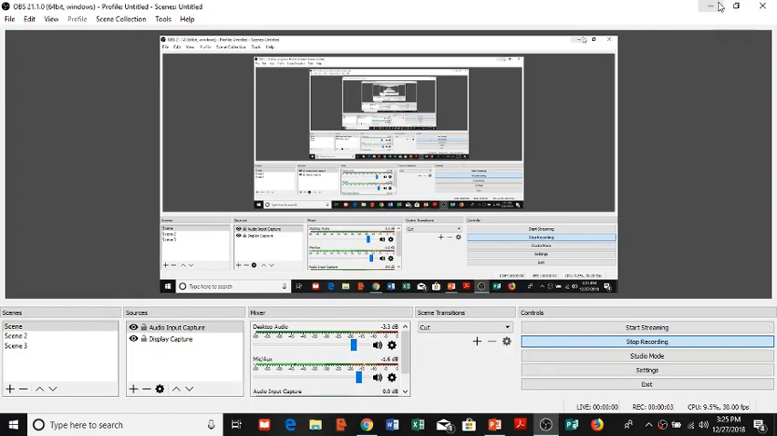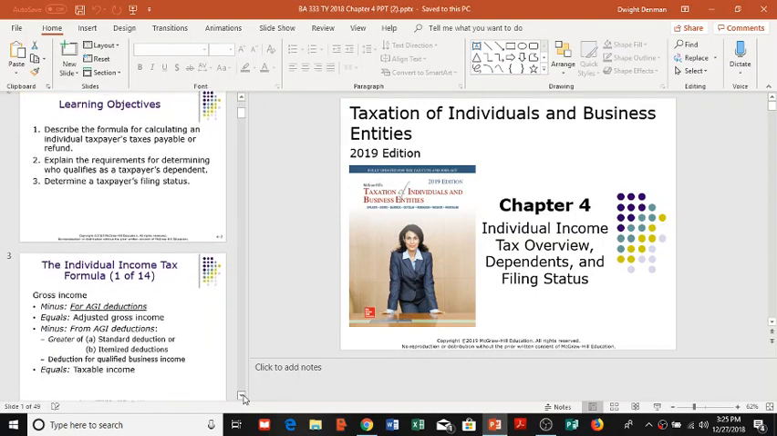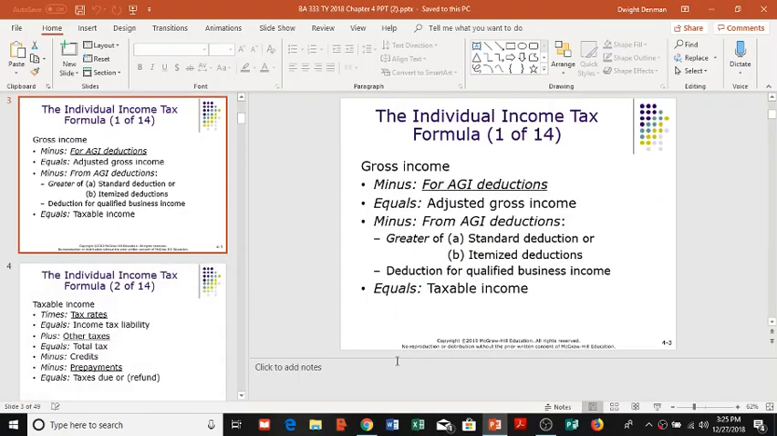All right, so chapter 4. Individual income tax overview, dependence, and filing status. All right, so going down here to the income tax formula for individuals.